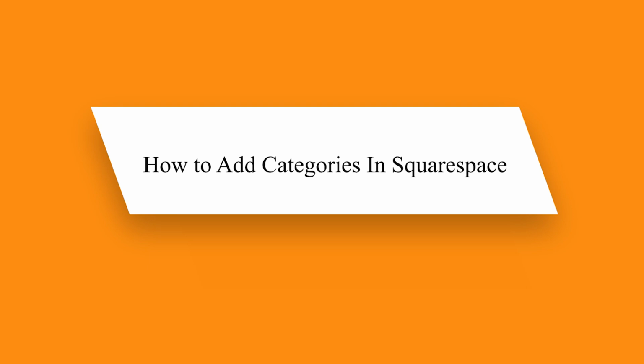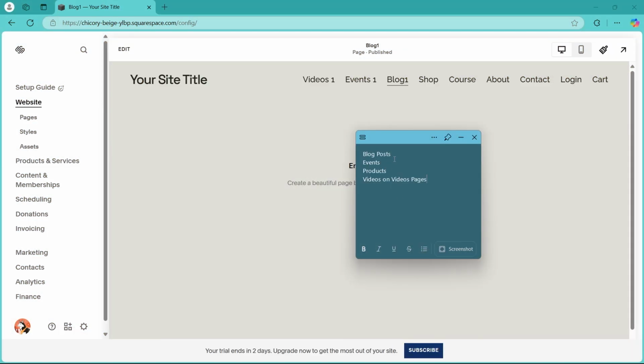Today I will show you how to add categories in Squarespace blog posts, events, products, and videos on video pages. So you are going to get a full grasp on creating categories in blog posts, event pages, products, and video categories on the video pages. First of all, let's learn how to add categories on blog posts.